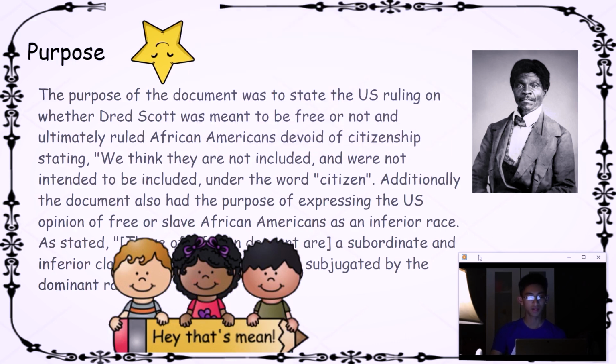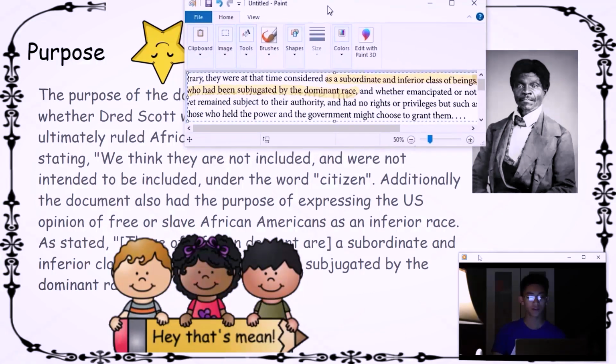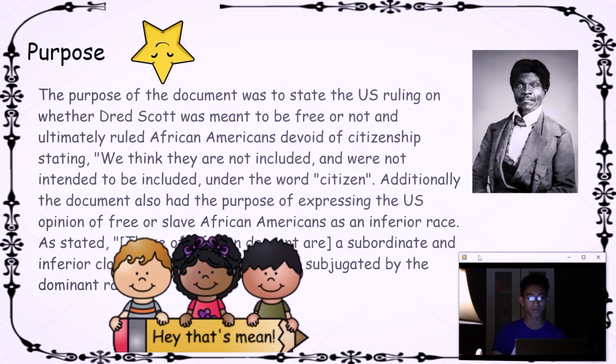Additionally, the document also had the purpose of expressing the U.S. opinion on African Americans, free or slave, as an inferior race, saying, quote, "as a subordinate and inferior class of beings who have been subjugated by the dominant race." And I hope you got that written down.